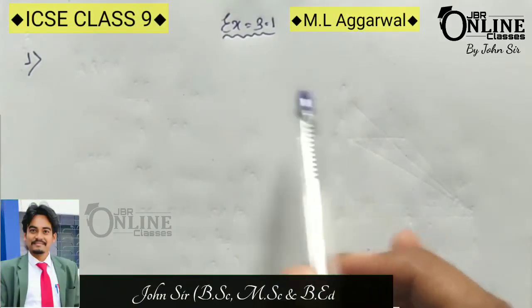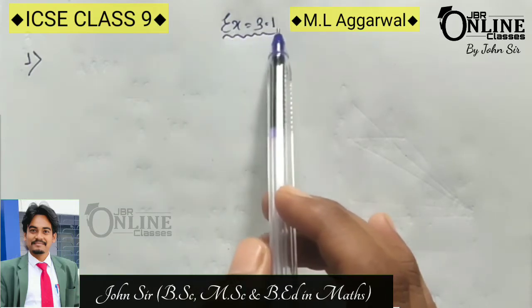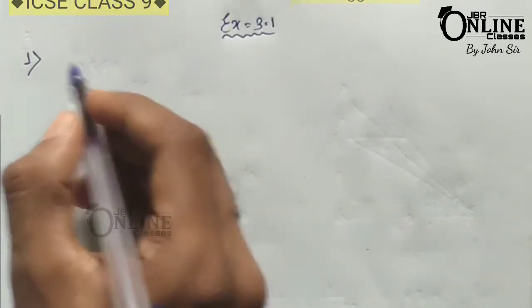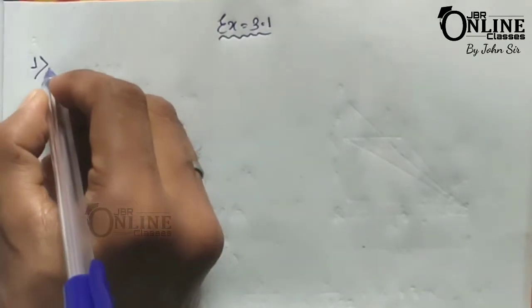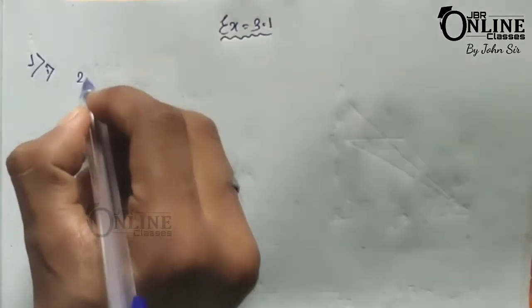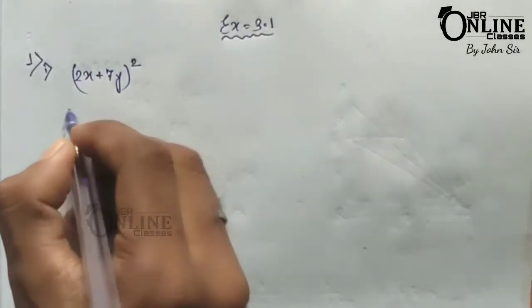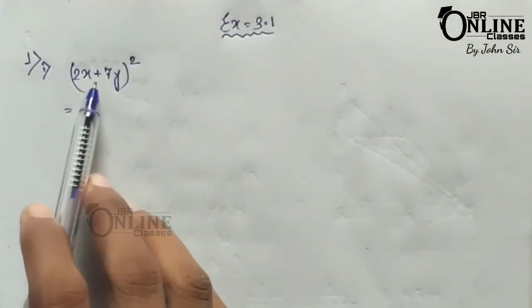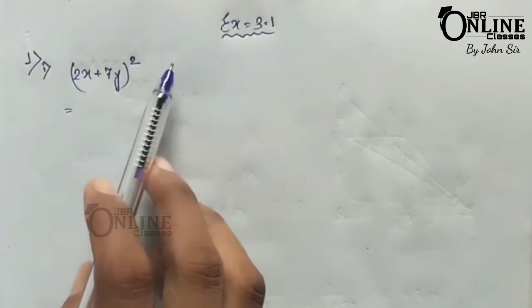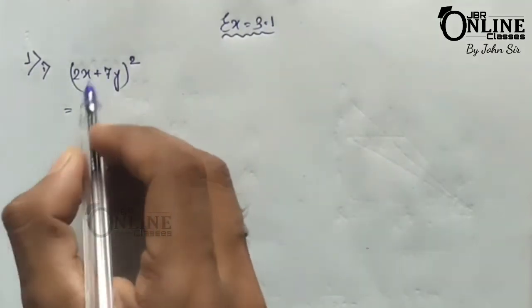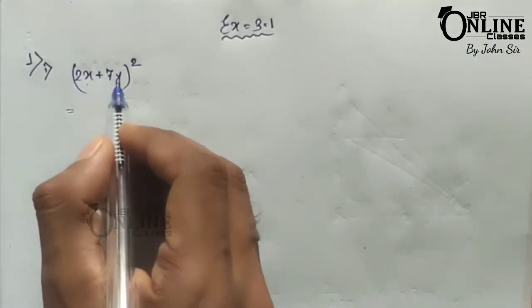Today I am going to start exercise 3.1 from the chapter Expansion. So here, sum number 1. The first one is (2x + 7y) whole square. Here you apply the formula (a + b) whole square, and the formula is a square plus 2ab plus b square. So that means here 2x equals a and 7y equals b.